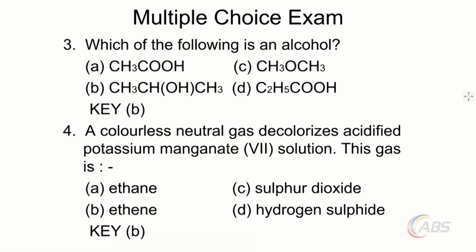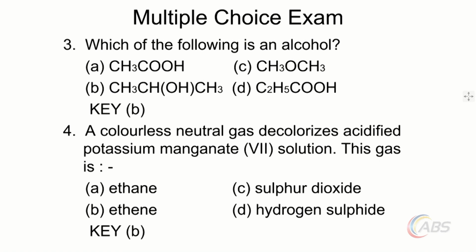Third question, which of the following is an alcohol? CH3COH, look for the functional group. CH3CHOHCH3, CH3OCH3, or C2H5COOH. And of course, the answer would be B, right here. Count the number of carbons, 1, 2, 3. So it's propanol. And in this case, it's 2-propanol, an alcohol.